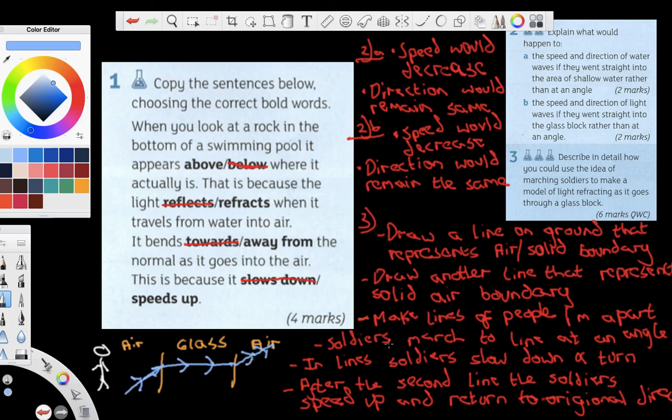So for question 3, you need to draw a line on the ground that represents from air to glass, another line on the ground that represents from glass to air. You would have lines of people or soldiers about 1 meter apart. They would march towards the first line at an angle. They would then slow down and turn as they move into the glass, and they would then speed up and turn again as they leave back into the air. This demonstrates refraction.